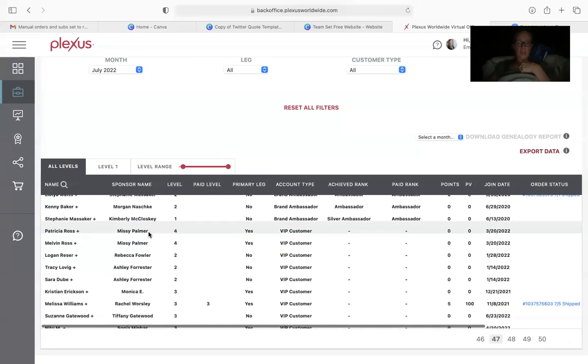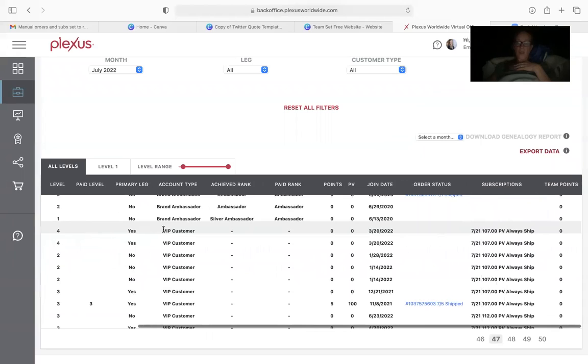Now I can see here that this sponsor is Missy. So let's say you were Candace. Missy is her level 1. So she knows she's going to get 5 points tomorrow when this 100 and above PV order processes. So let's say she has 50 points right now and she's going for gold. When this number goes through tomorrow, she will have 55 points.